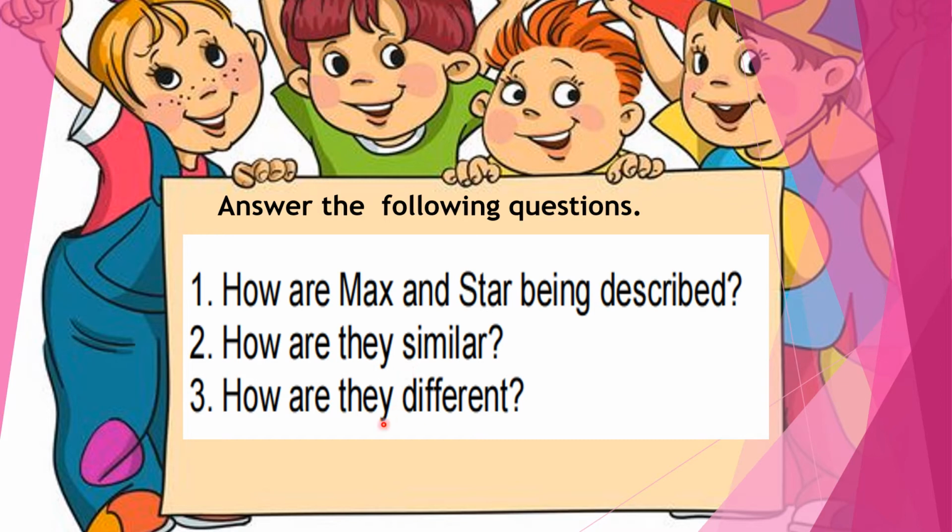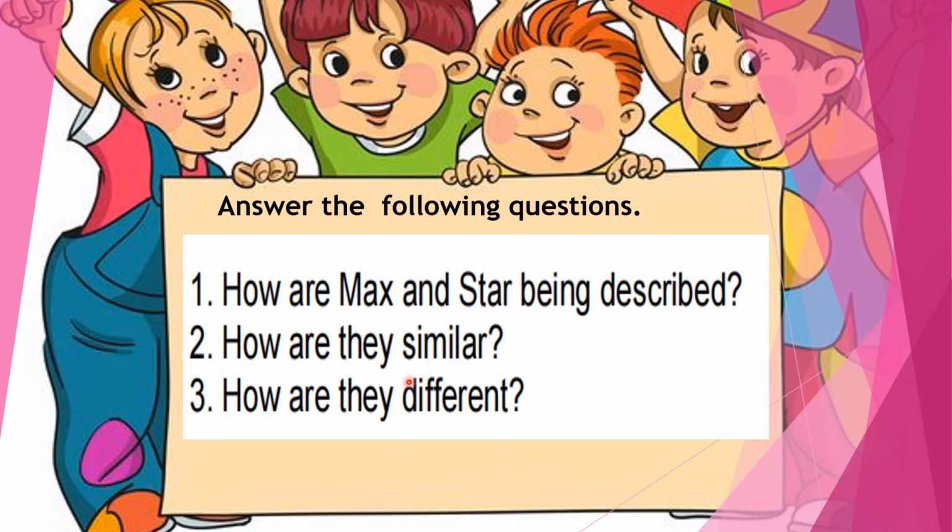Now, their differences. If you remember, Max can talk how many words? Yes, Max can talk 5 words. Okay. Yes, 5 words, but Star cannot talk any word. Star cannot talk any word, but also she can whistle songs. Those are their differences. Okay? Again, what are the similarities?